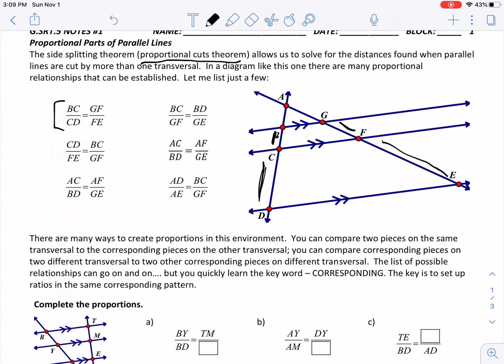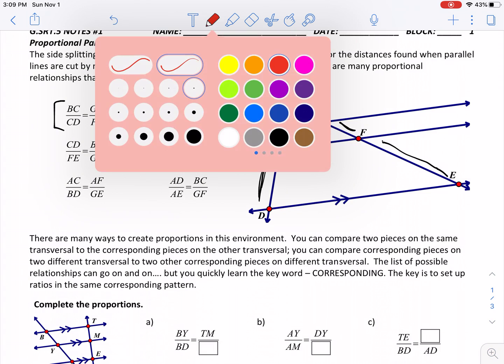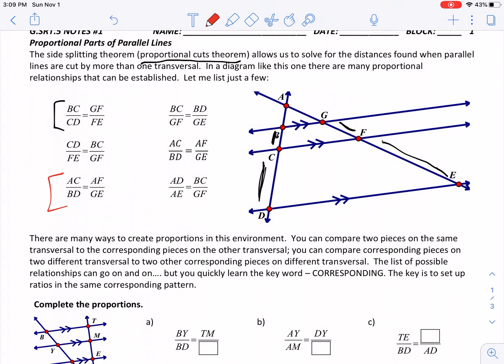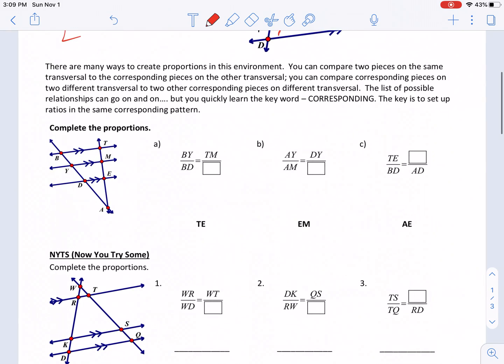Okay, so it's going over the proportional parts too, okay? Or another good one might be like they say AC, I'm going to use red. I'm going to look at this one here. AC over BD would be the same thing as AF over GE. Okay, so just as long as you know that the corresponding ratios between the parts are proportional, they'd be the same. So the ratio of AC over BD would be equal to its corresponding parts of AF over GE.